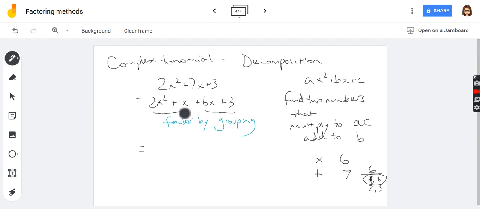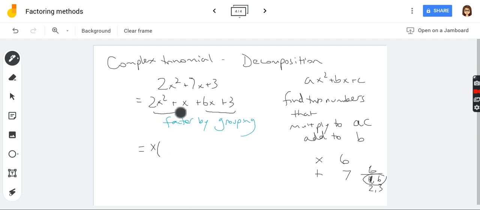Of the first two terms, is there a common factor? Something that divides into 2x squared and into x? From the numbers, no, because that's a 2 and that's a 1. There's no number that divides into 2 and into 1 except for just 1. So they both have an x. My common factor is an x. I will factor it out.